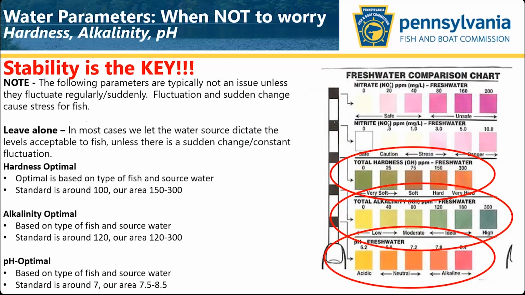Your alkalinity is also going to be loosely based off of your hardness, depending on the amount of calcium that is in the water. Magnesium also factors into that. The majority of our area is anywhere from 120 to 300. If you're on a spring or a well, most of the time your pH is high, and that's a result of your alkalinity being higher. And you also typically have a little bit harder water.